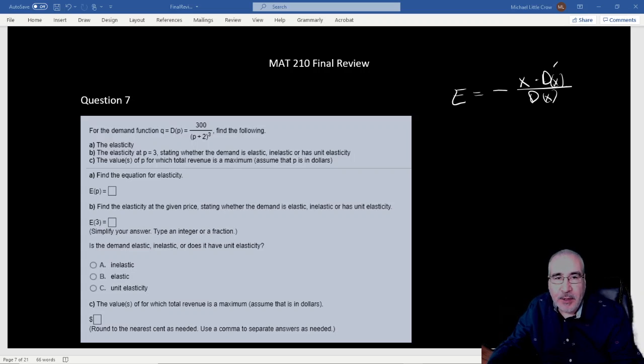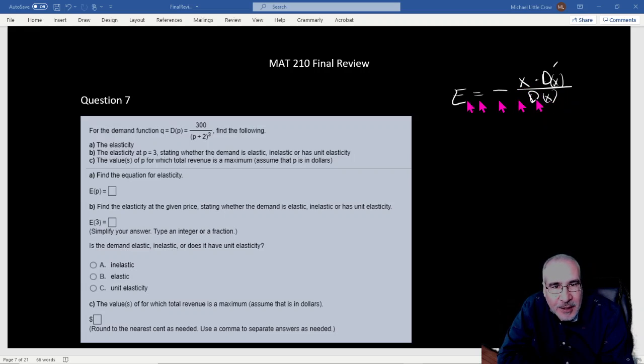Number 7. If you looked at number 6, this is very similar, but a little more challenging because the demand function is more challenging. So it's elasticity of demand. Again, you need to remember these formulas, write them down. In this case, x equals p, so they use p all the way through here. The textbook, though, I looked up, it's got this formula, so that's why I've got it.